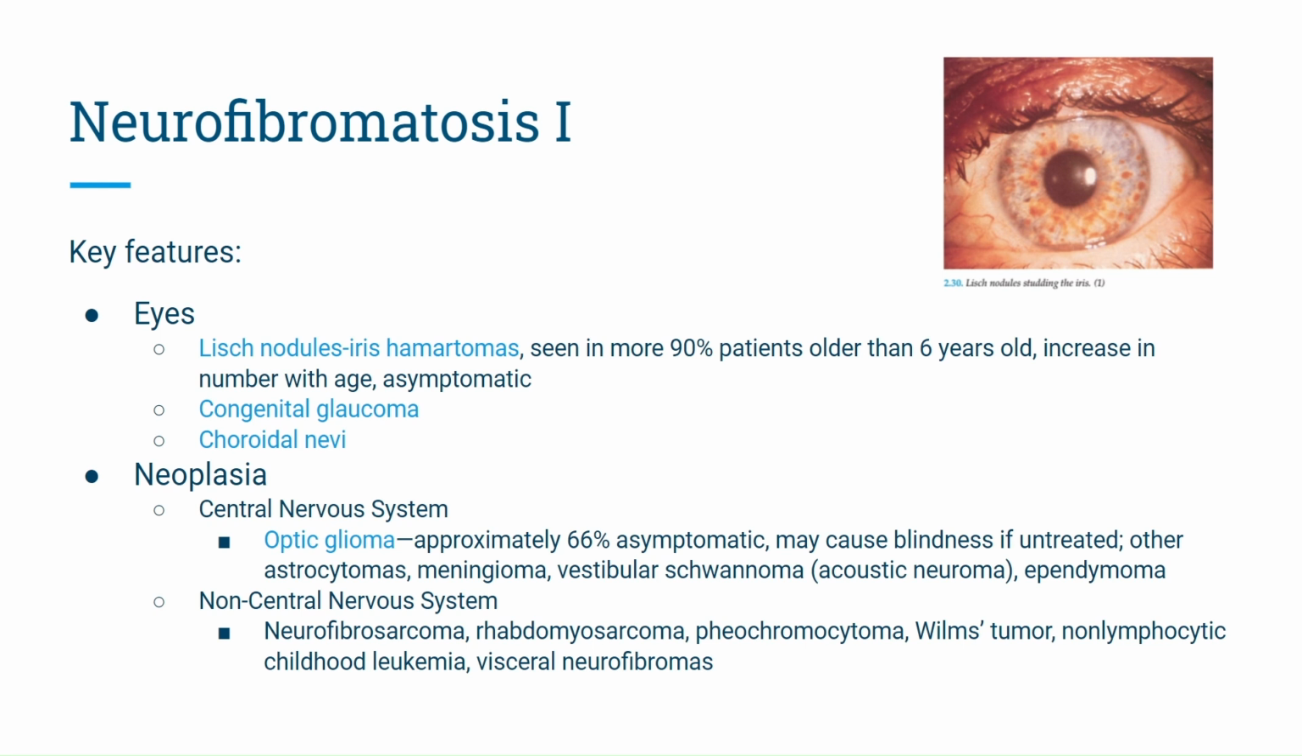Eyes, you're going to see leash nodules. That's high yield. 90% of patients, especially older than 6 years old, will present with leash nodules on the iris. You'll also see congenital glaucoma in these patients, choroidal nevi. You can see an optic glioma in this 66% of the time, mostly asymptomatic, but they do still need to be monitored.